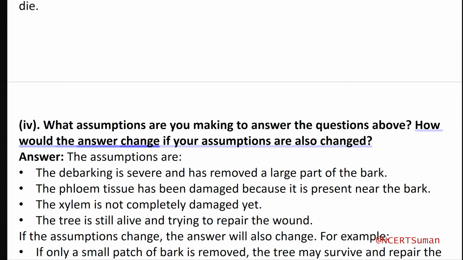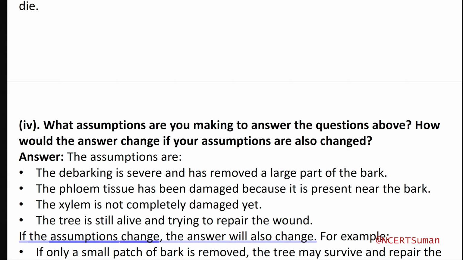4. What assumptions are you making to answer the questions above? How would the answer change if your assumptions are also changed? Answer: the assumptions are: the debarking is severe and has removed a large part of the bark. The phloem tissue has been damaged because it is present near the bark. The xylem is not completely damaged yet. The tree is still alive and trying to repair the wound.